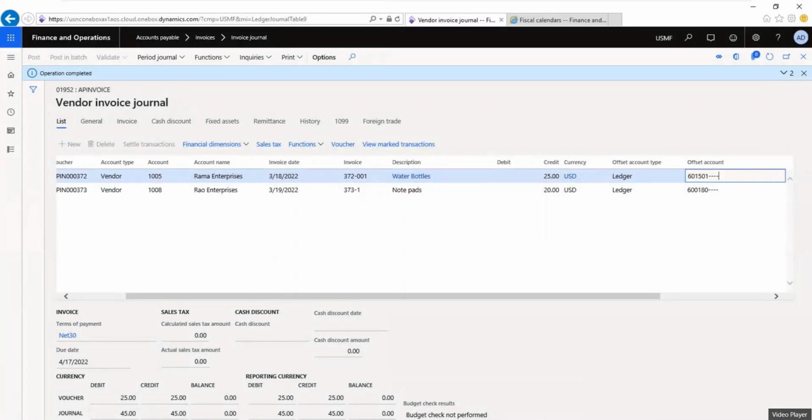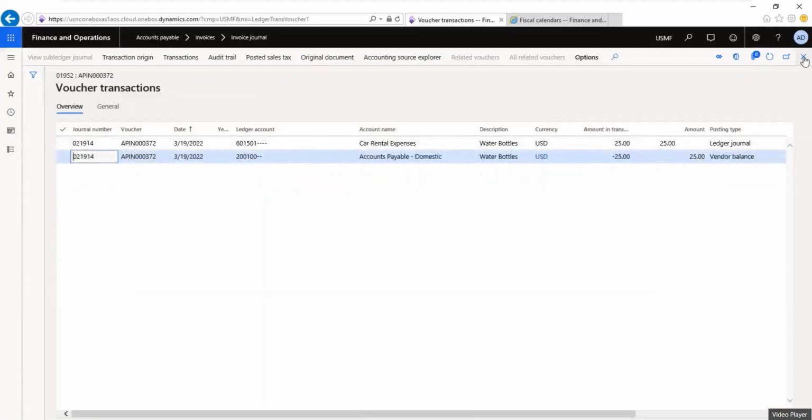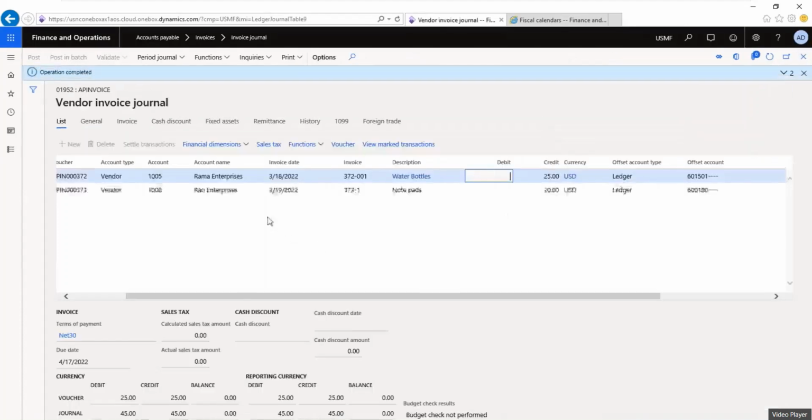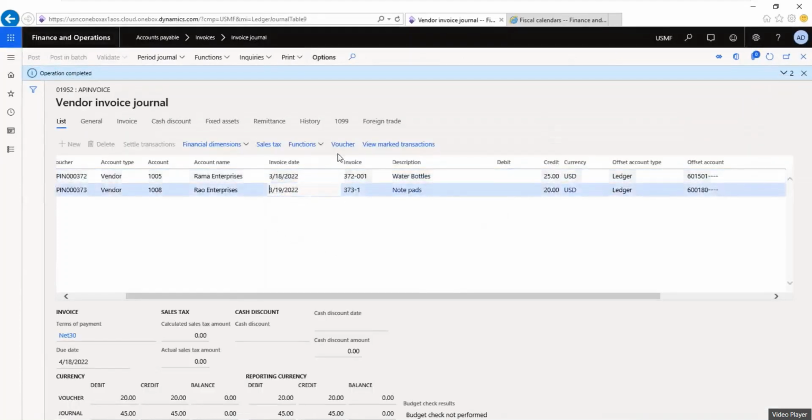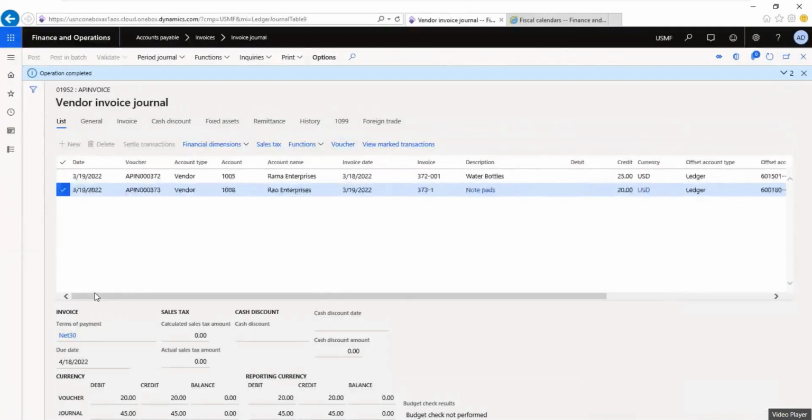Okay, now if you want to verify the voucher, the first line is $25. If you click on voucher, it will show you the $25 voucher. And if you select the second line and click on voucher, it will show you the second line voucher of $20, because these two are different vouchers. Look at the voucher numbers. This is voucher number 372. This is voucher 373.